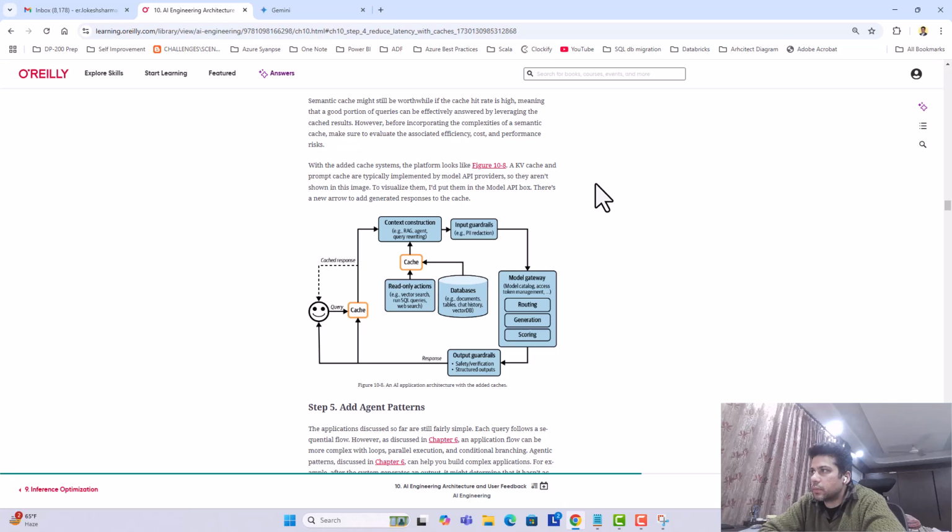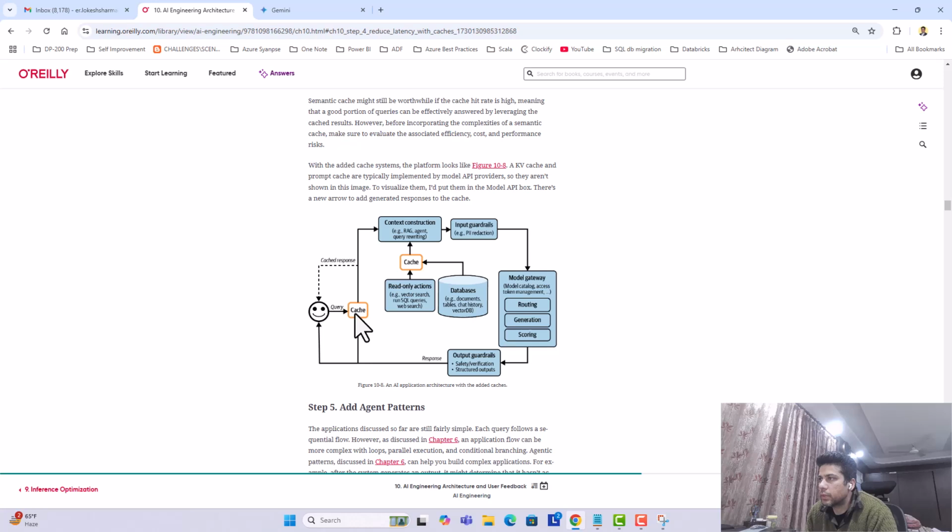That's fine, I'll put them in the model API box. There is a new arrow to add to the cache. Okay, let's not confuse it with the KV cache. I think the author says this is something a model API provider should have, and it's mostly applicable on the model API side. But with the cache that we have read about, this is how it looks.